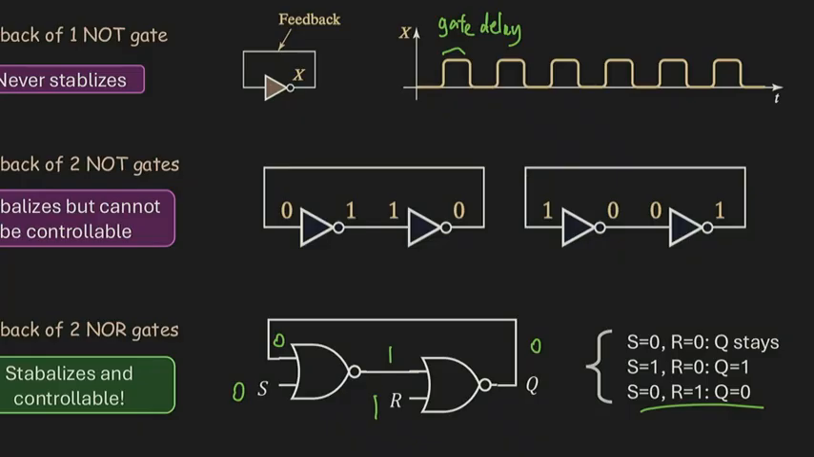If I change it to S equals 1, R equals 0, the first NOR gate will produce an output of 0. 0 NOR 0 gives you a 1, 1 comes back, gives you a 0. So that's another stable condition. S equals 1, Q equals 1.